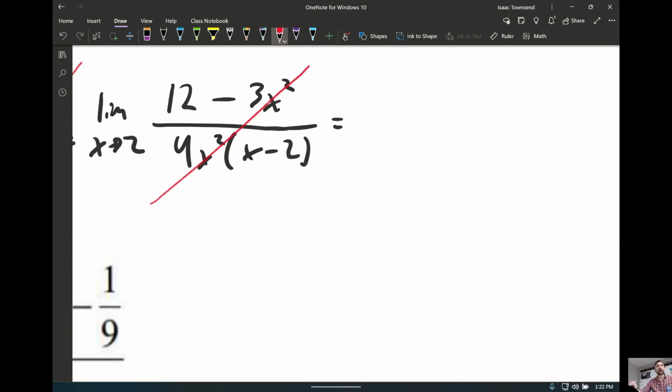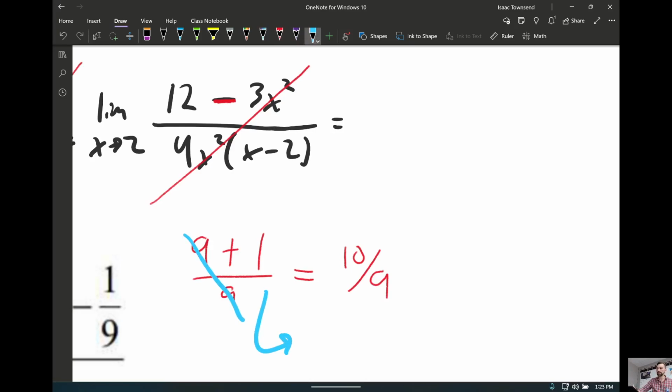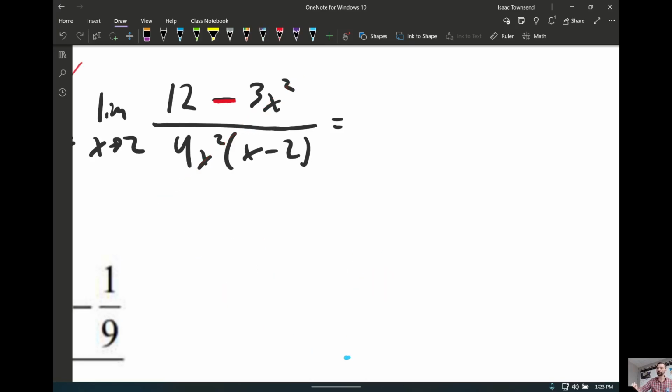You can cancel out factors, which are things that are being multiplied, like this x squared is being multiplied by his neighbors here. He's a factor. You cannot cancel out terms, which are things being added or subtracted to something else. So, if I gave you a quick example here, the real answer to this question is supposed to be 10/9. But if you let yourself cancel out terms, you're going to think that the answer is 1. Not the same thing. You can't cancel out terms, only factors.